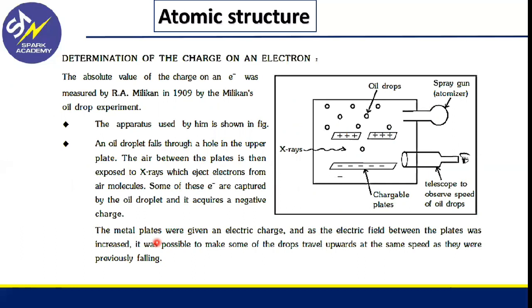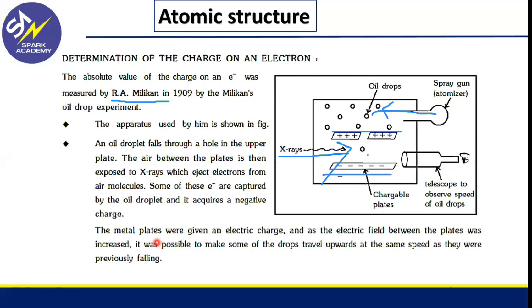R.A. Millikan was the scientist who determined this charge. He used something called the oil drop experiment. What he did was he used a spray gun for oil drops, placed two chargeable plates, and passed X-rays through them. When X-rays were passed, they gave out some electrons from the air that was present, and these electrons were carried by oil drops.